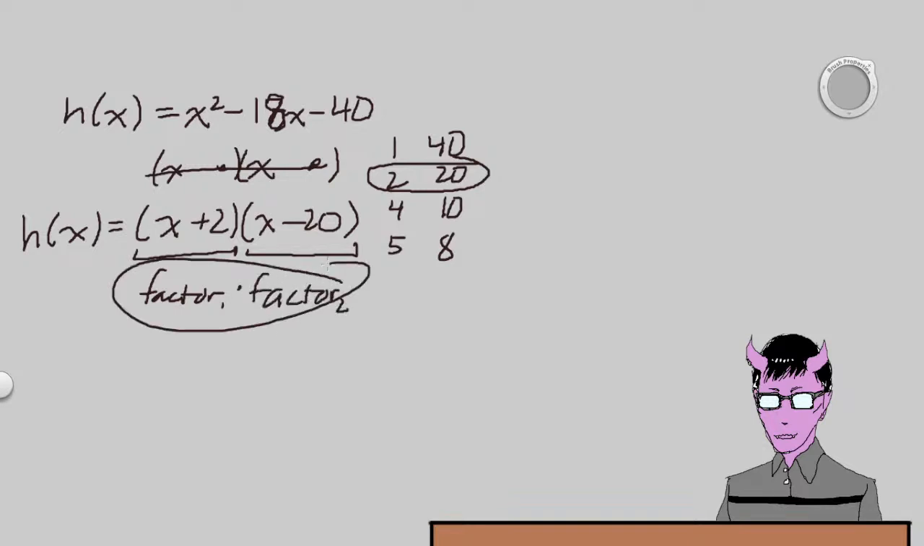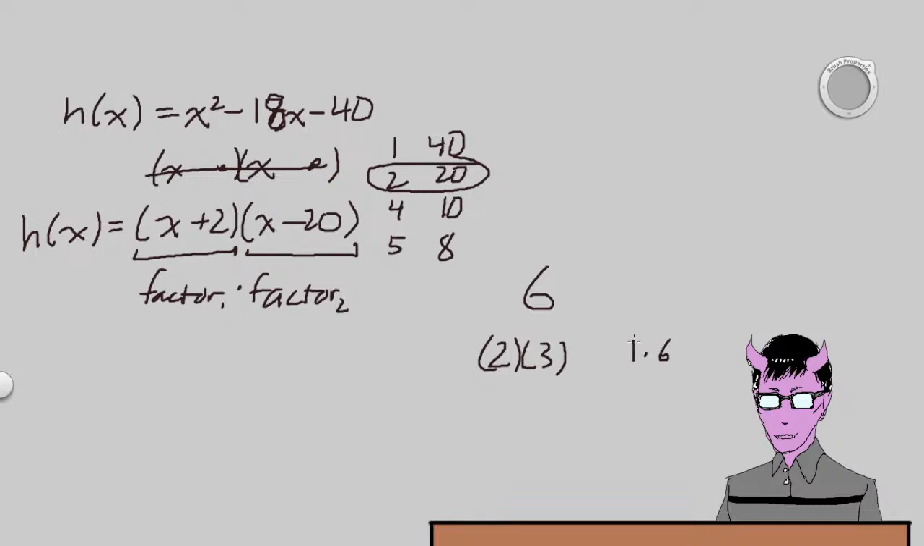And this is just familiar vocabulary, because if you have a number like 6, you can factorize it into something times something else. But we'll choose the prime factors. So prime factor 2 times prime factor 3 gives us 6. So this is factor number 1, and this is factor number 2.